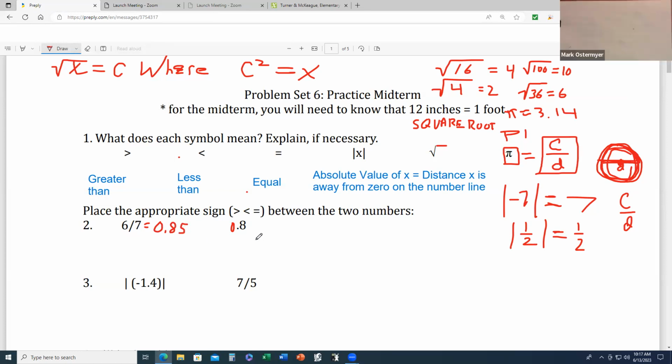So what's bigger, 0.8 or 0.85? 0.85. Yeah, so our inequality symbol is going to go like that. That indicates that 6/7 is greater than 0.8, okay? So when this question comes up on the midterm, when I have the 6 over 7, I divide 7 into 6 to convert it into a decimal. Yeah, dividing 7 into 6.